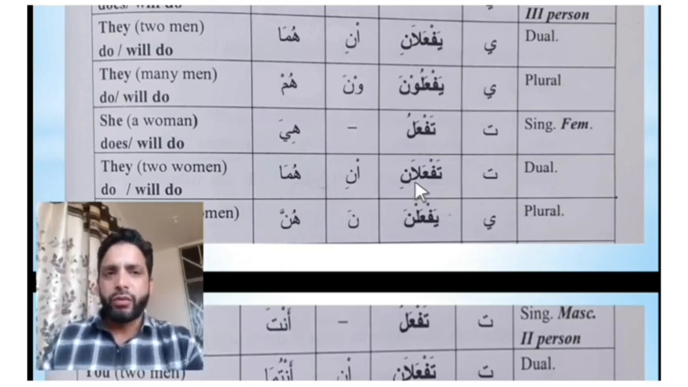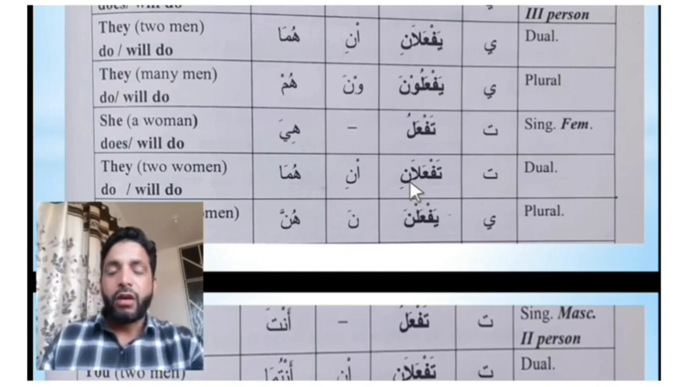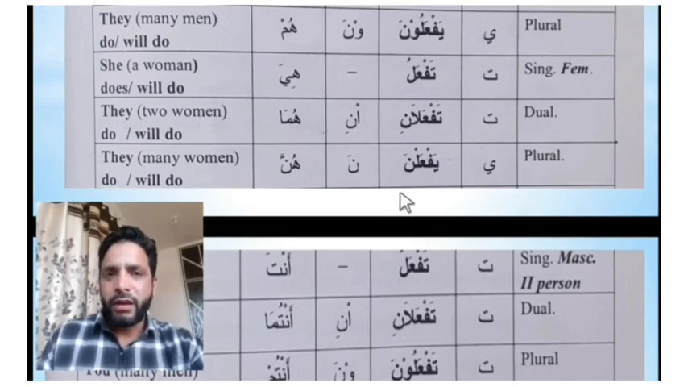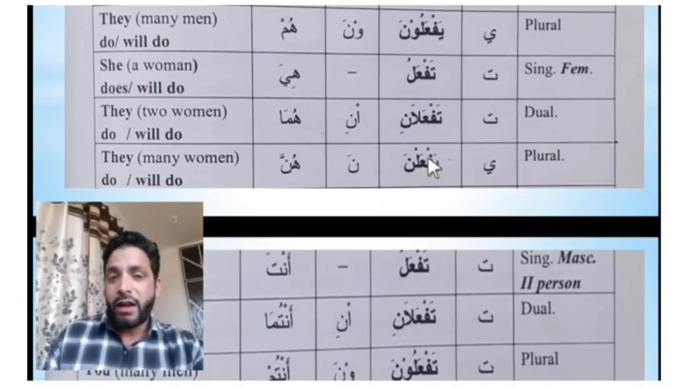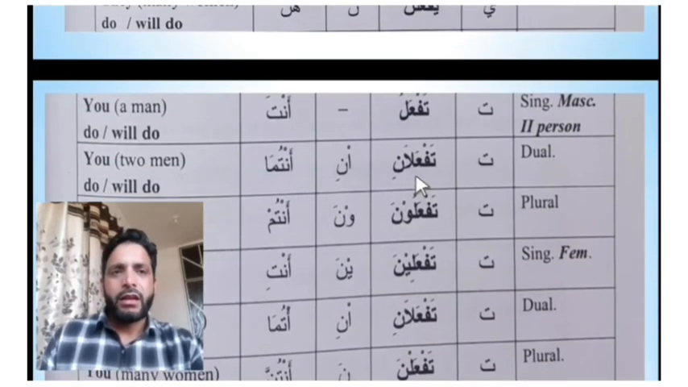Taf'alani, they two women are doing or they will do. So taf'alani is for musanna, dual, al-mu'annas, feminine, al-ghaib means third person. Yaf'alna, they all women are doing or they will do. So yaf'alna is used for plural, feminine, third person. Al-jama, al-mu'annas, al-ghaib. Now we shall turn towards the second person.